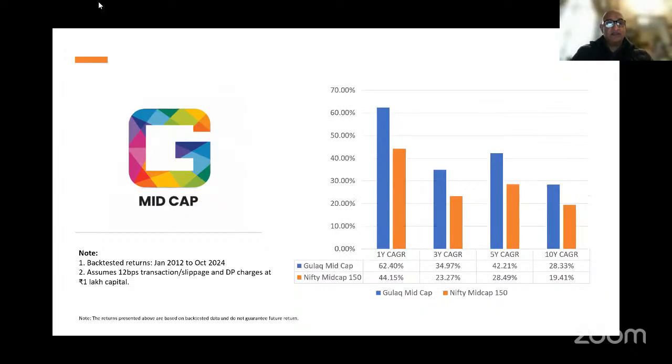When you look at the mid cap, which is 101st to 250th stock, the returns go up a little bit. So last 1 year return would have been 62%, 10-year return would have been about 28%, but the benchmark was also going up. Now, this is an important aspect, and I will give you relative performance across all three in just a second. This is the backtested result for mid cap.